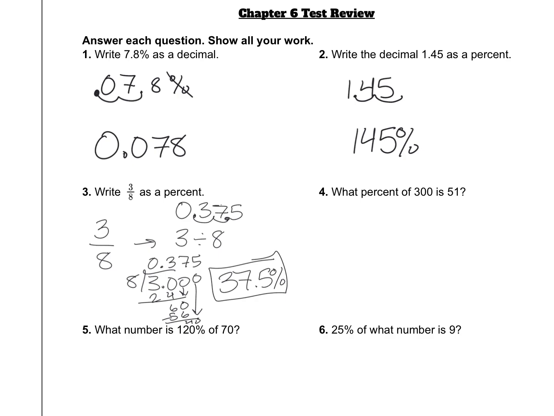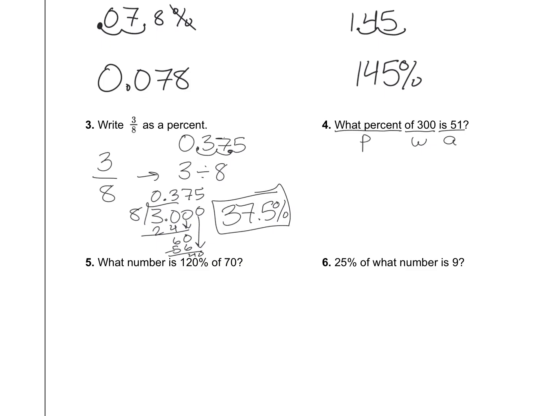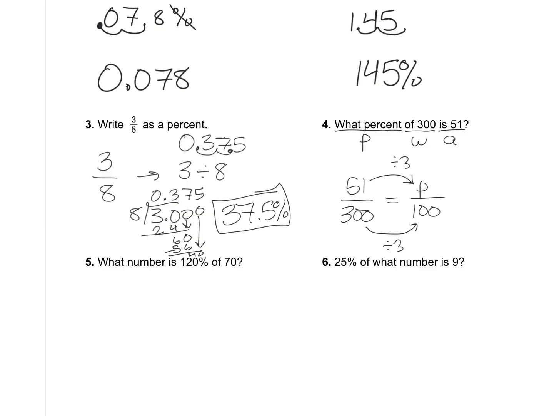Number 4 says, what percent of 300 is 51? What percent is referring to P? Of 300, that's W. Is 51, that is A. To set this up, I'll use the proportion first. 51 over 300 equals P over 100. Right, I can do my cross multiplying if I want. Otherwise, I could just say, hey, this is divided by 3. So 51 divided by 3 would give me my percent, and P ends up equaling 17%.